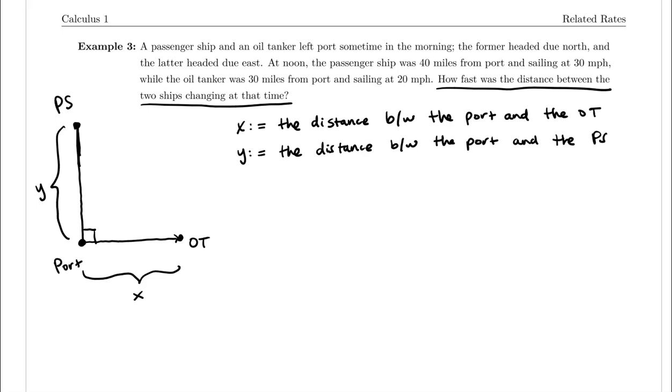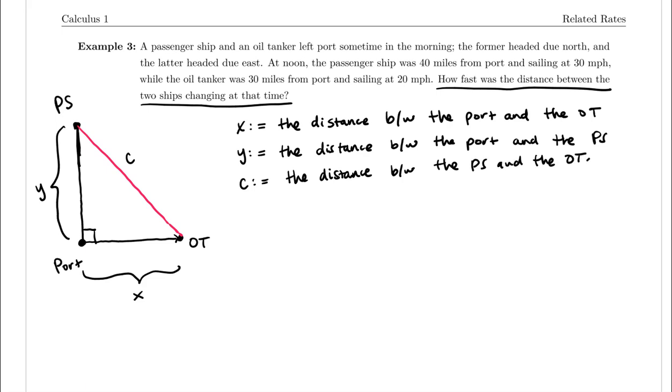The other thing that I can do now is, in my diagram, I can connect my passenger ship and my oil tanker with a straight line, and I want to define another variable. I'm going to call it c, and I'm going to have c represent the distance between the passenger ship and the oil tanker. All right, so I've created a bunch of variables.